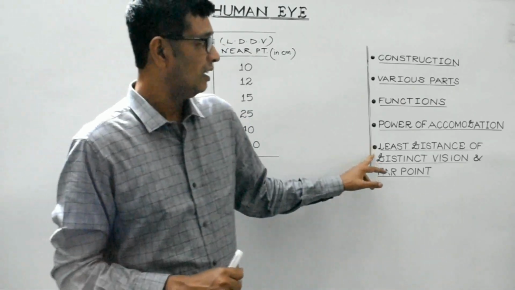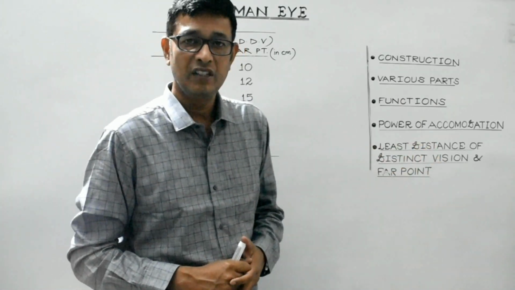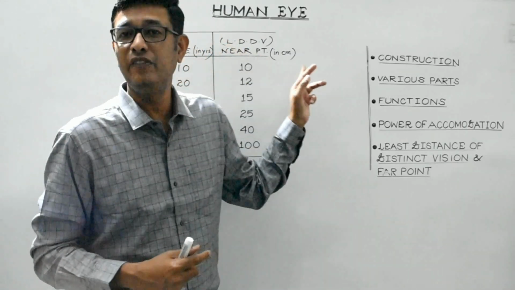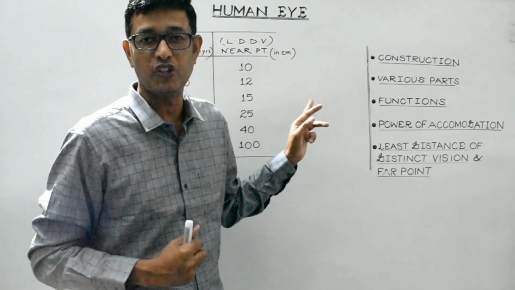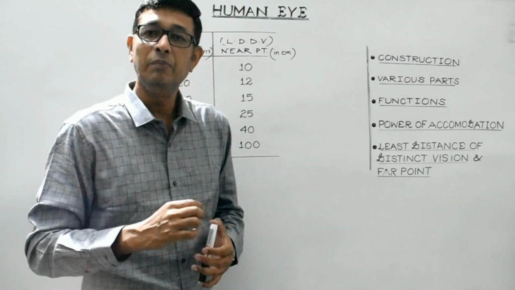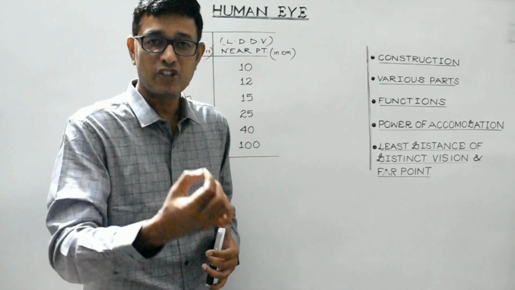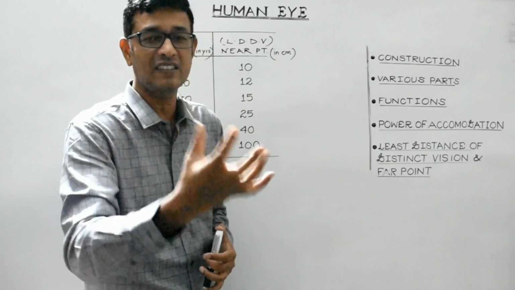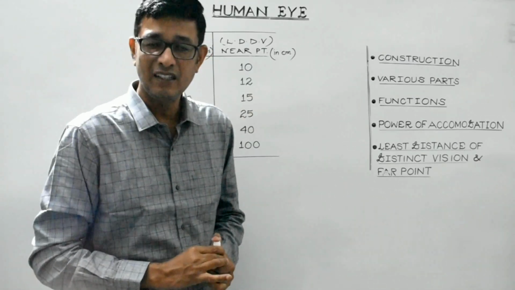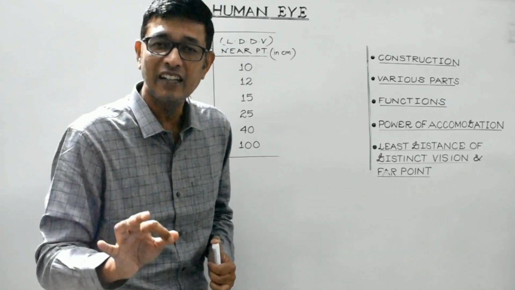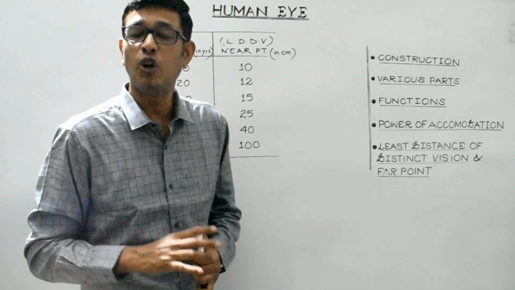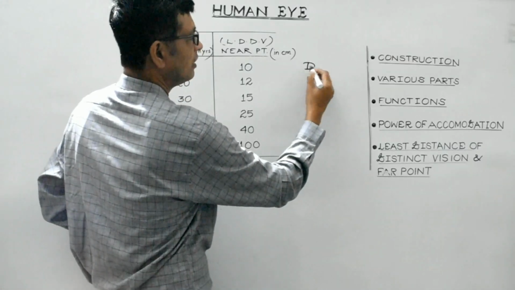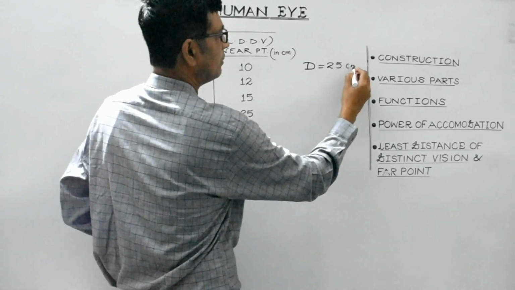Next one is least distance of distinct vision. It is also known as near point. In short, we can write it as L.D.D.V, least distance of distinct vision. It is actually, students, the minimum distance at which an object, when placed from the eye, can be seen clearly and distinctly. For a normal adult and for a normal eye, it is taken as 25 centimeter, and it is normally represented by capital letter D. So for a normal eye, L.D.D.V is considered to be 25 centimeter.